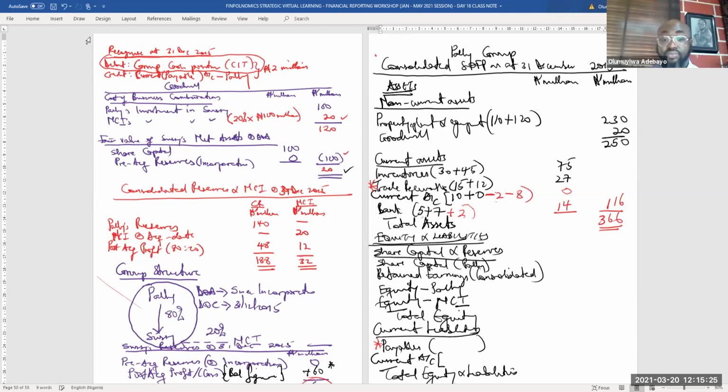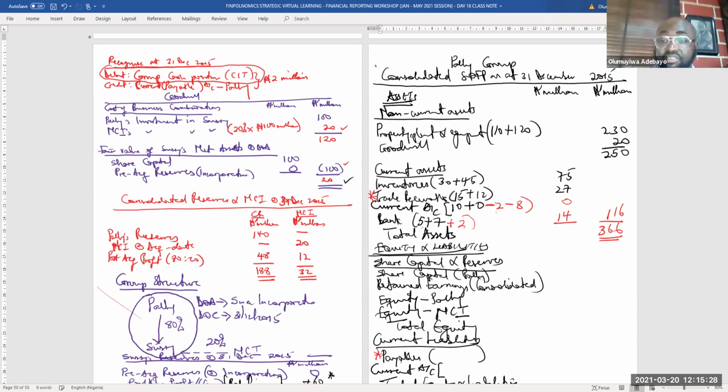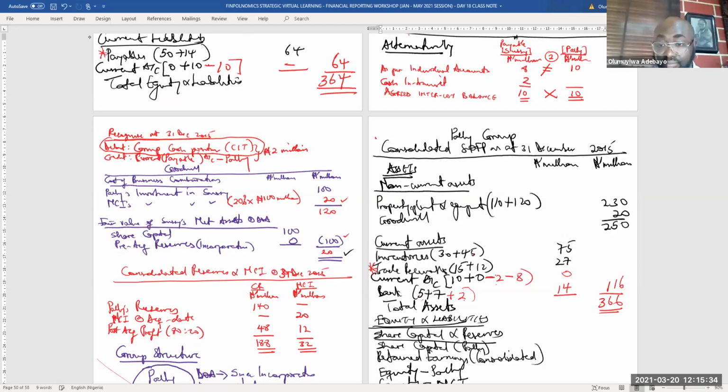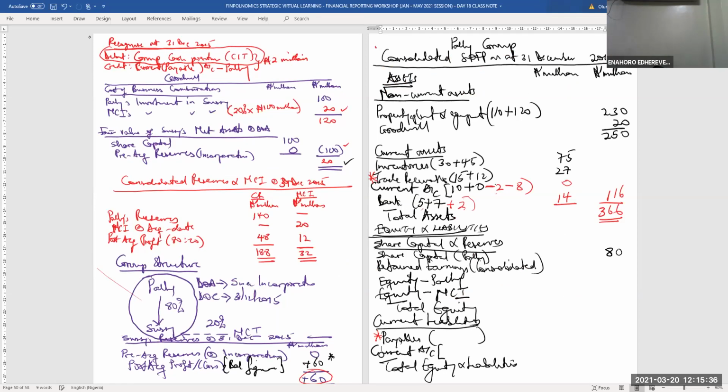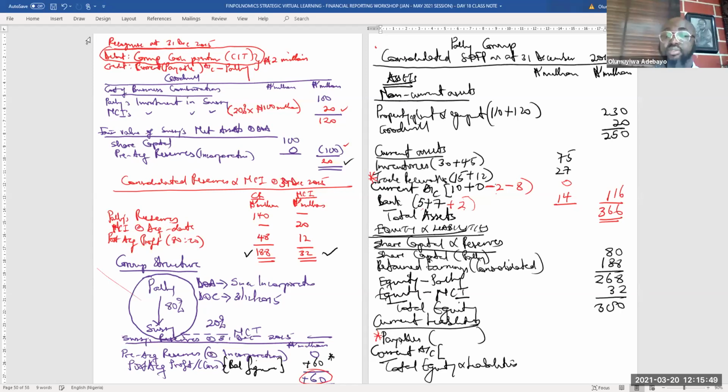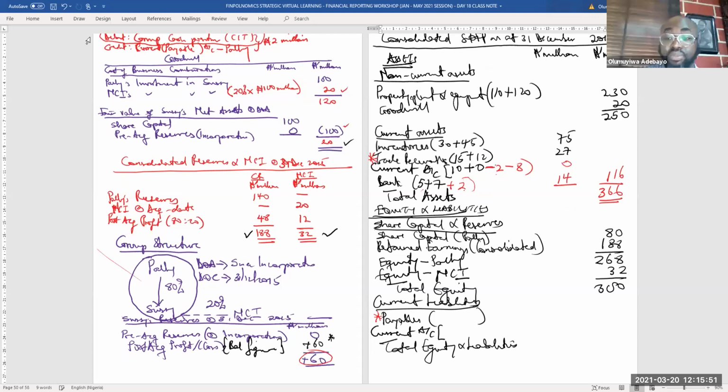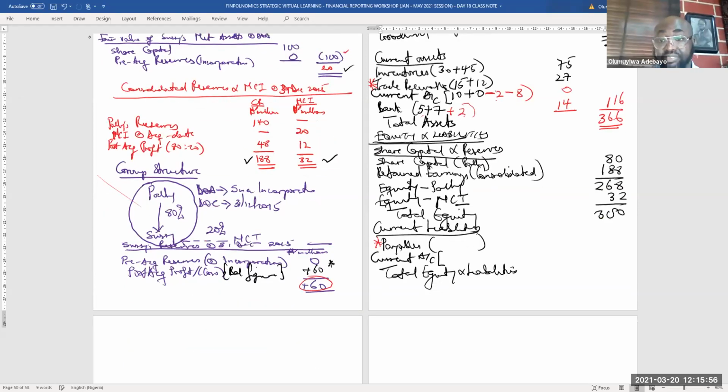What is the share capital of Pali? 80. What is the consolidated reserve? 188. What is NCI? 32. And all in all, 300. What's our payable? 50 and 16.